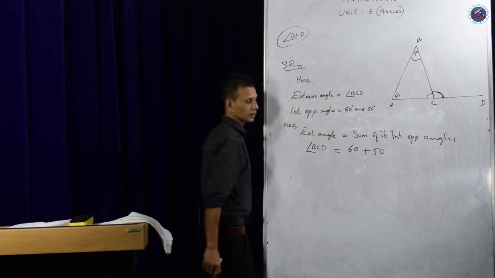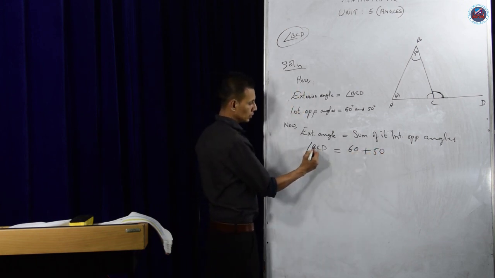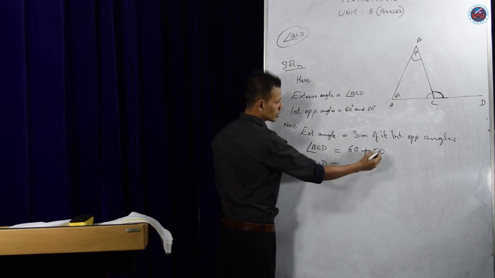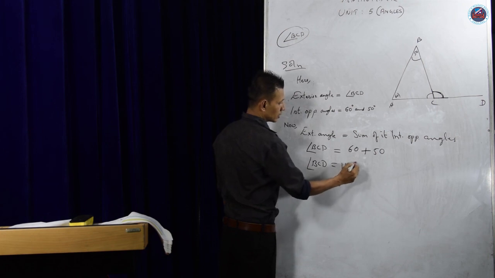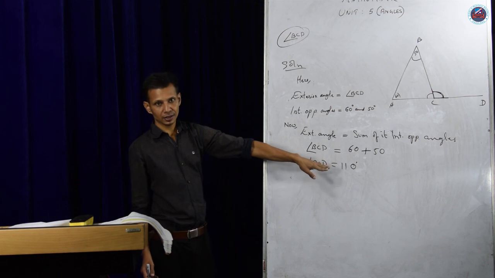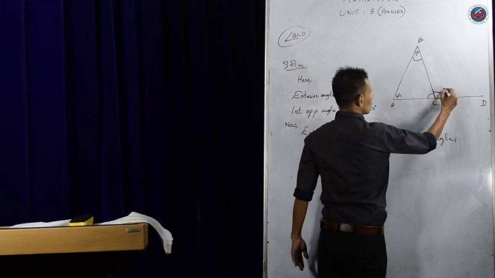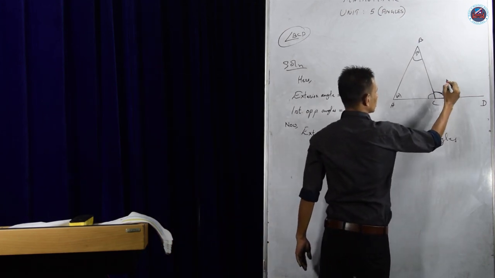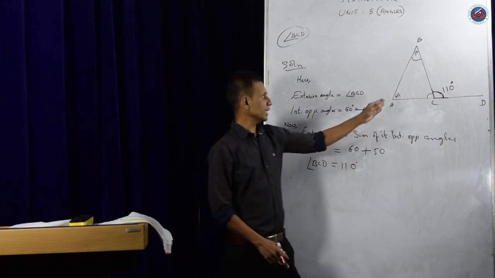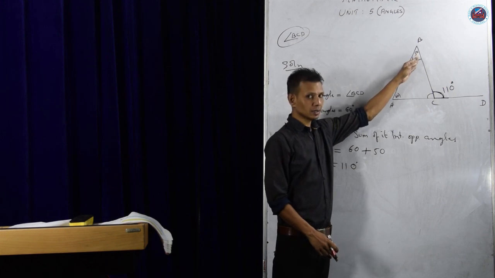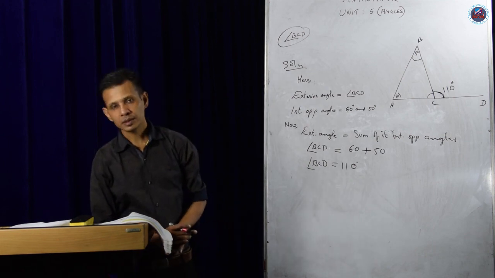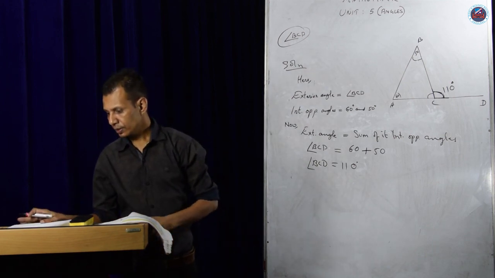You see that? Nothing to do here, just bring down, equals 60 plus 50 is, wow, BCD. You are asked to find BCD, you got BCD. Angle BCD is 110 degree. So simple, right? So when you add up these two, whatever answer comes, that is exterior angle. Can you try the rest? I'm sure you can. Please try.